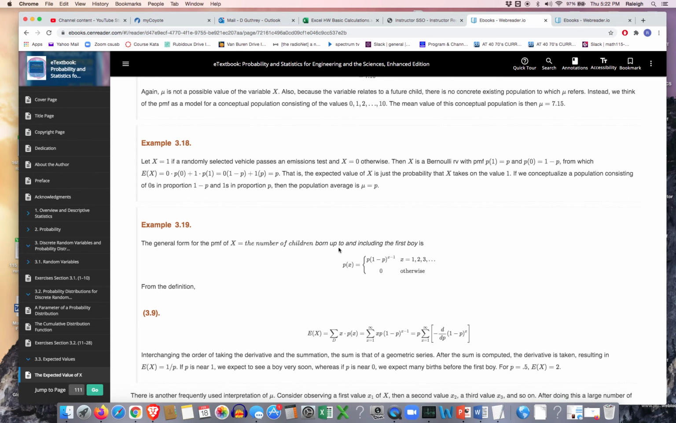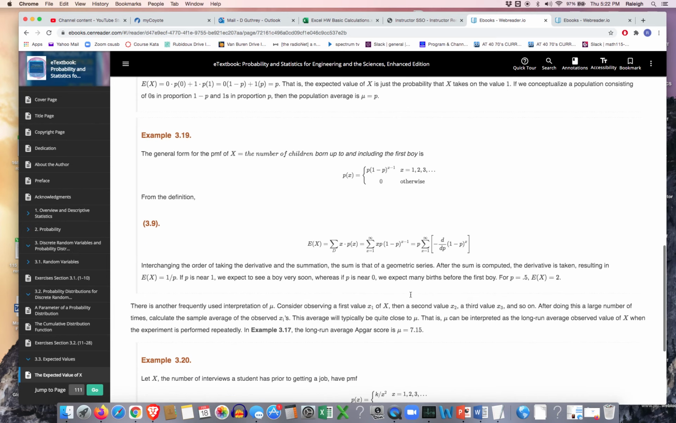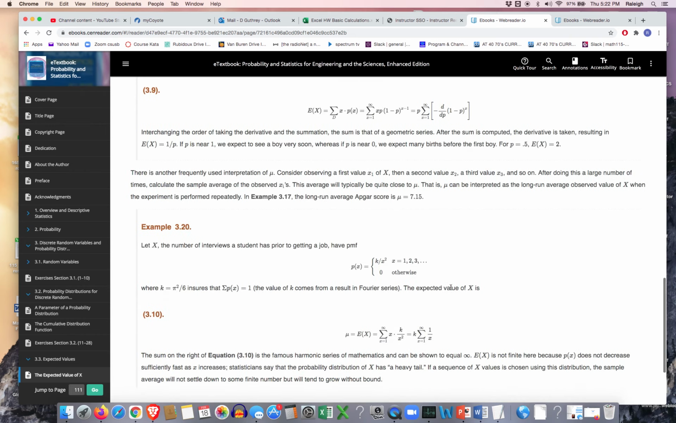The number of children born up to and including the first boy, we've looked at this one before. You could call this p q to the x minus 1, but at least they put the p first. And here's where they get into a little bit of calculus, and I don't know if we're going to actually need to do this, but it is a nice coincidence that the geometric series happens to be the negative derivative of the geometric series. For those of you that have had some more calculus, please take a look at that, but I'm not going to hold you responsible for it, it's just a nice thing they pointed out.